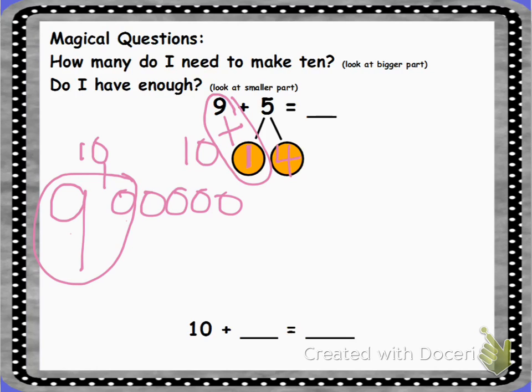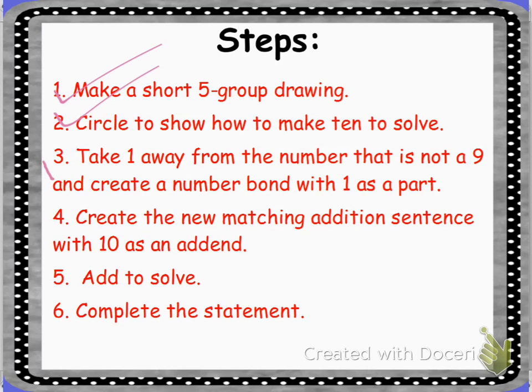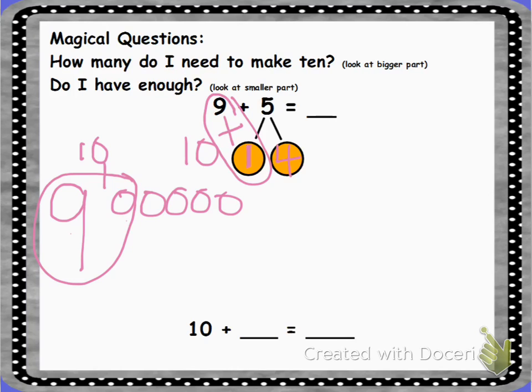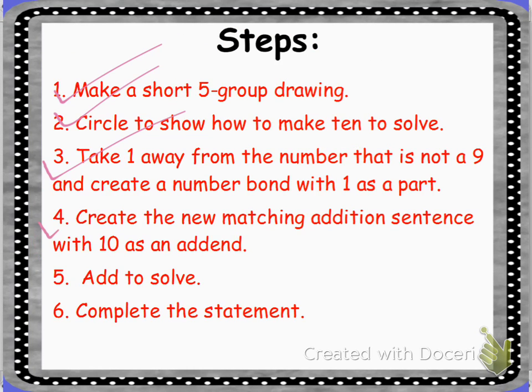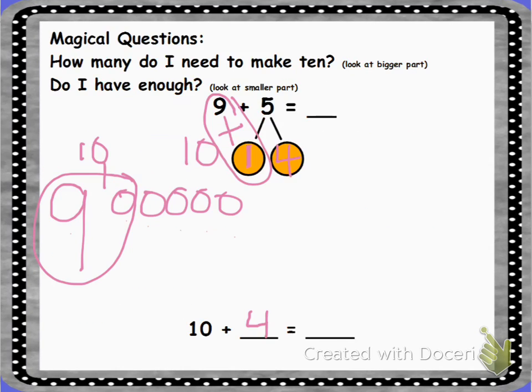So now, put a check. Now looking at this, it says we have to create a new matching addition sentence with 10 as an addend. Well, let's see. We know that there's 10, and then how many is left? 1, 2, 3, 4. Or you can look up here. 4. So we know that it's 10 plus 4. So check. Now we're going to add to solve.